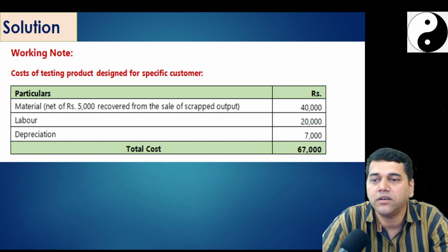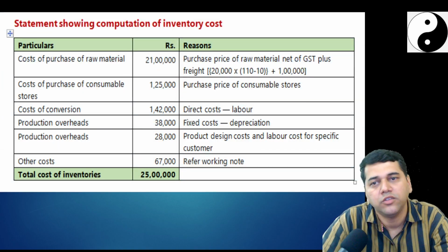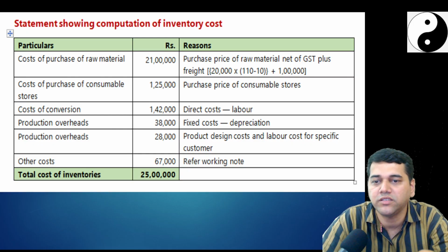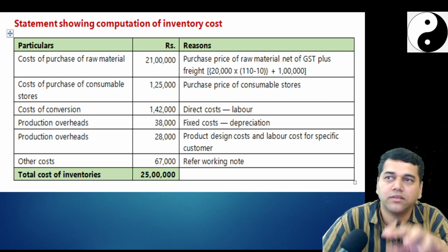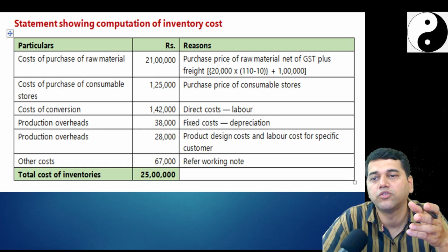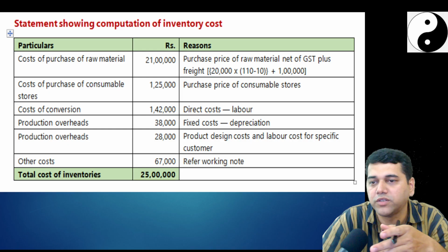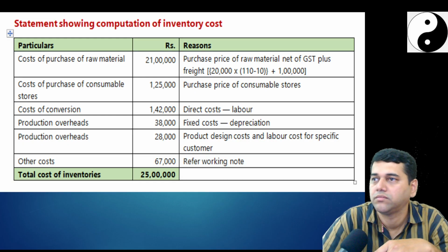So first is working note number 1, 67,000, and then you will add, with the explanations, 25 lakhs as the total cost. Any mistakes anywhere? So you have included raw material purchases, consumables, conversion, production overheads, fixed cost, product design cost, and the other cost. Yes, so we'll move on to the next question.